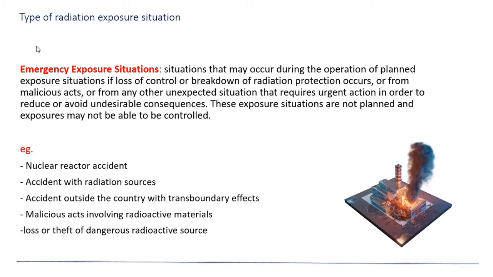The third type is the emergency exposure situation. This is a situation that may occur during the operation of a planned exposure situation if loss of control or breakdown of radiation protection occurs. And these exposure situations are not planned and exposures may not be controlled.